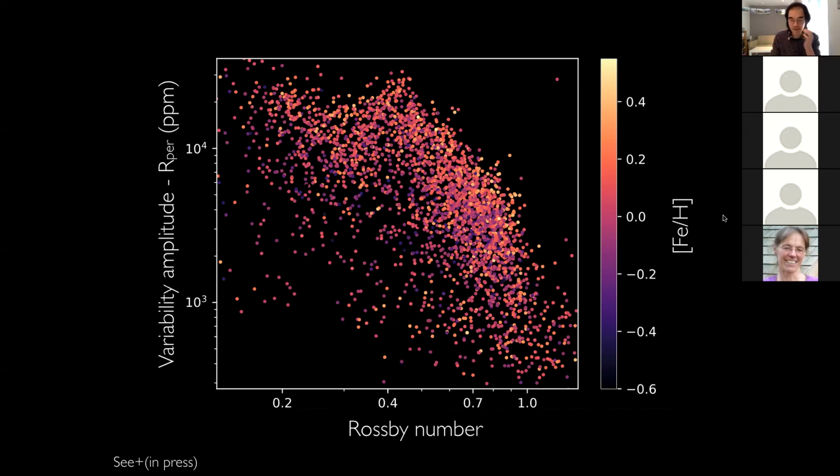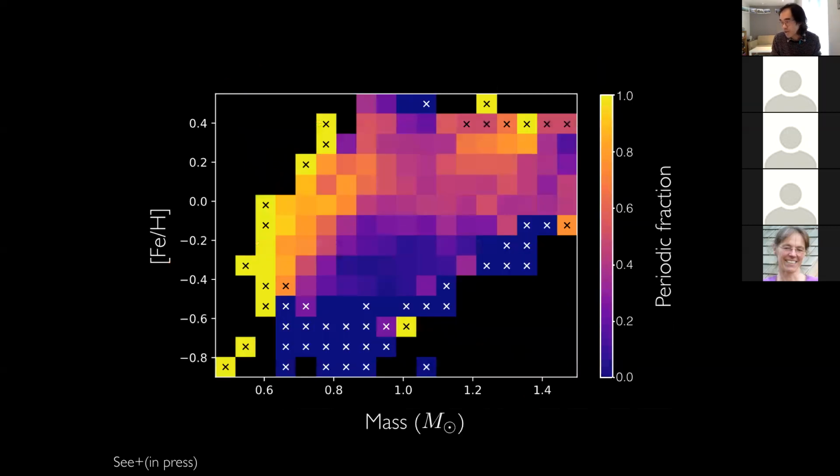And so that's the top level conclusion of my work: activity does seem to correlate with metallicity at fixed mass, at fixed rotation, with some exceptions, at least for this particular proxy of magnetic activity. So what are some implications for this? Well, we can look at how easy it is to recover rotation periods.